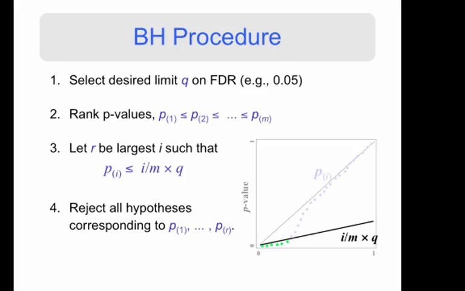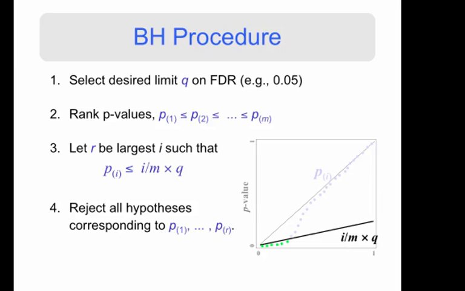A classic procedure for controlling the false discovery rate is the so-called Benjamini-Hochberg procedure, and it's pretty simple to perform. The first thing we do is select a desired limit Q on the false discovery rate, say 0.05. Here we say that out of all the voxels that are declared active, we want to limit the number of false positives among them to just 5%. So we want 95% of them to be truly active and only 5% on average to be false positives.